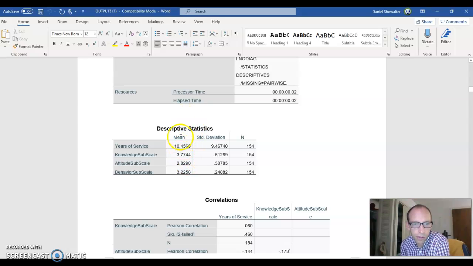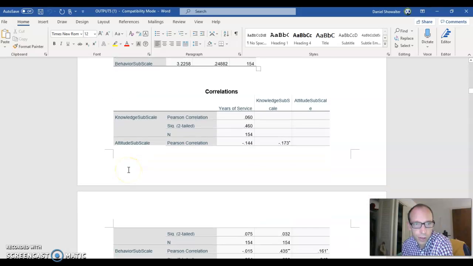And then here's some descriptives. I think you should have these anyway, but I just wanted to make sure. So years of service, and then we are treating all these as quantitative now. So we have means and standard deviations of these four variables.